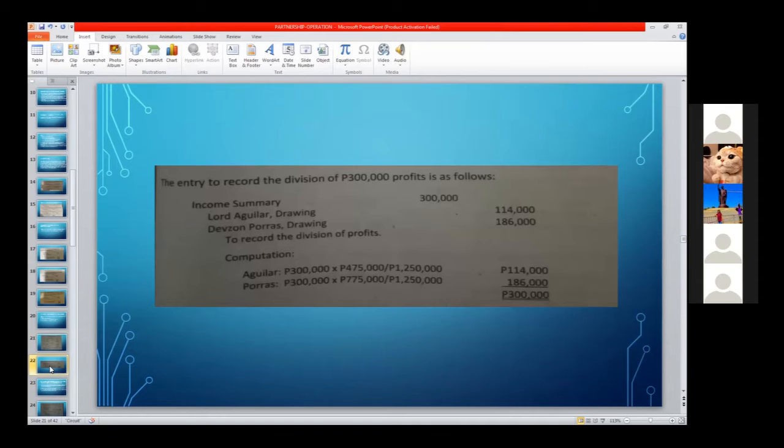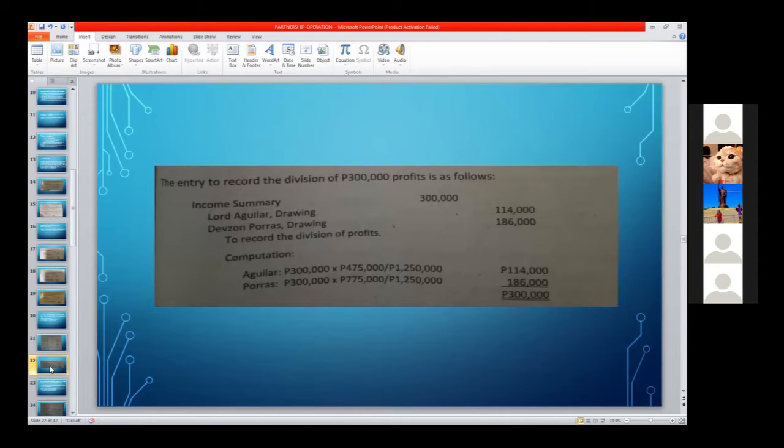So, for the entry to record the division of 300,000 profits, so yan, yung income summary, ganun pa rin, 300,000. And kay Aguilar, na 114,000. And Porras na drawing, 186,000. So, ganun pa rin, walang nagbago dun sa entry natin except for the amounts.